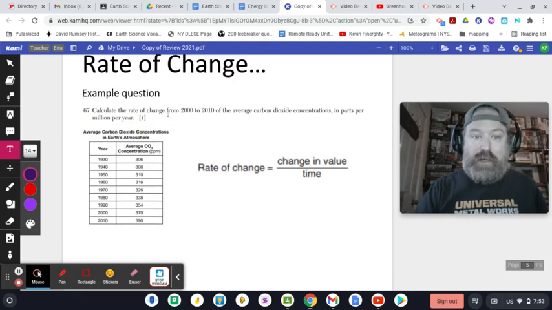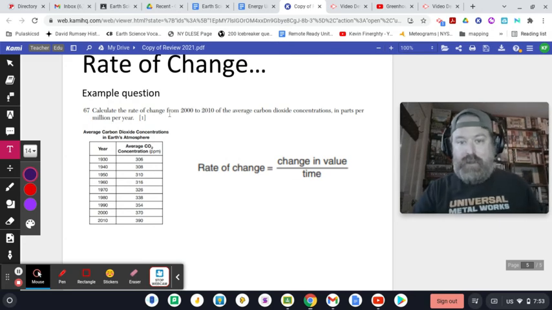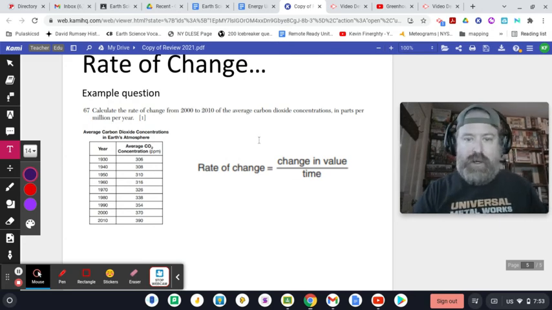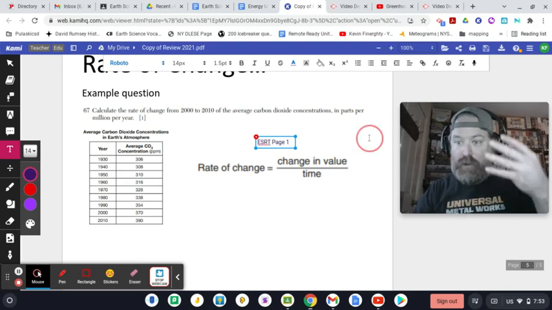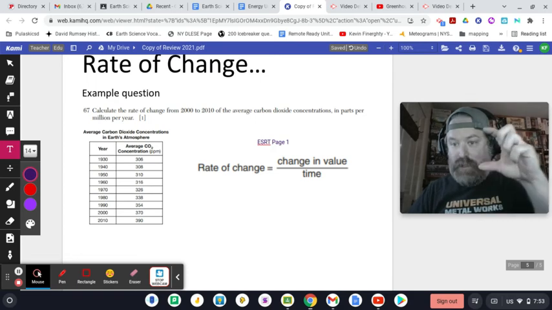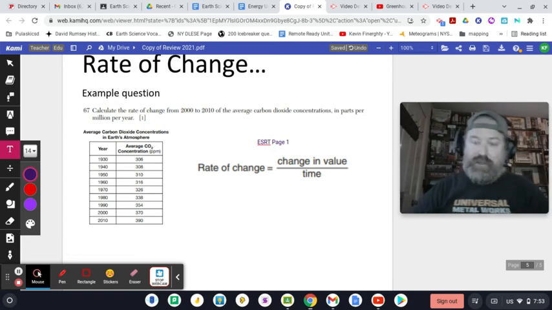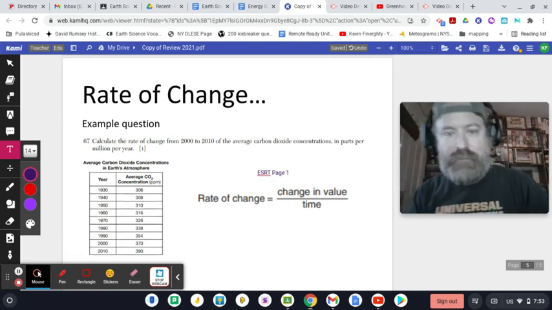Here's what they look like. Calculate the rate of change. As soon as you see that, you got to know that this is what we're doing. And if you say, Mr. F, I'm not here to remember equations, ESRT, page 1. It's sitting right there. There's 4 equations that we need in our science. That's one of them in the little equations box on the front page. So don't memorize it. You don't have to.